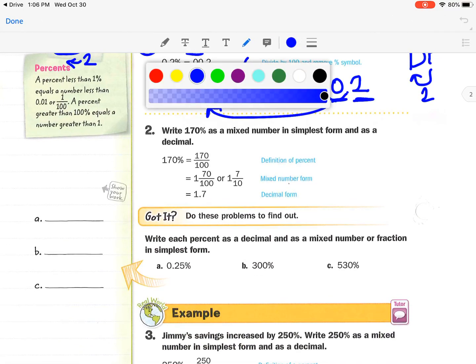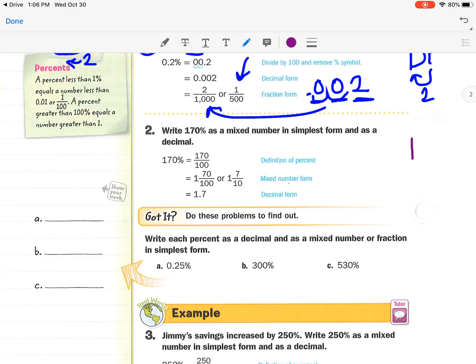I'm going to write my DP over on the side, as should you. Decimal, percent, my Dr. Pepper. When I go this way, from decimal to percent, I go 2 places to the right. When I go from percent to decimal, I go 2 places to the left. So take a look. I have 170%. Well, I know that my decimal is at the end. I'm going from a percent to a decimal, which means I'm going to move this 2 places to the left. And I get 1 and 70/100ths, or I get 1 and 7/10. That's how it looks like as a decimal.